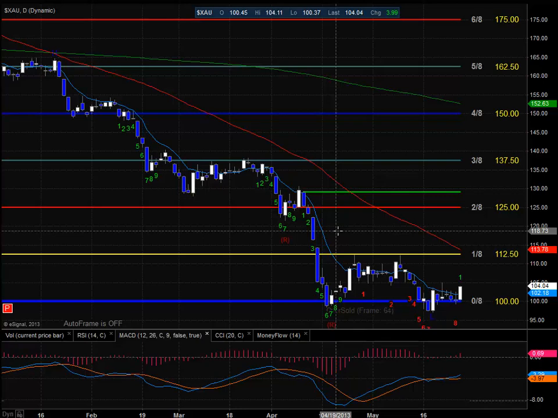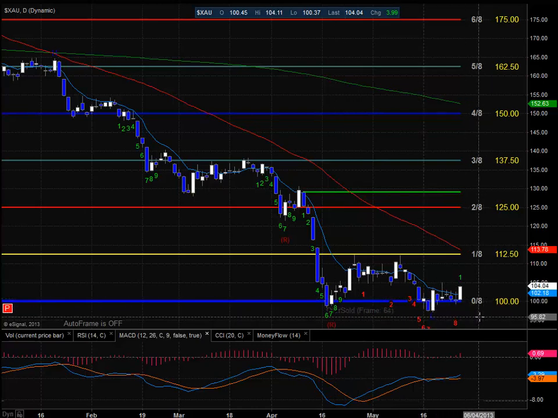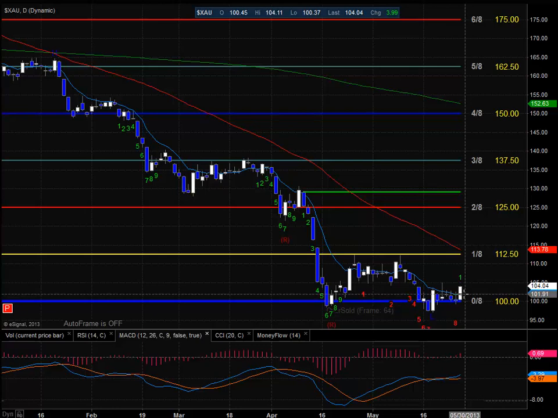Here's a look at some of the key ones. Here's the XAU. Had this rough double bottom in place right at the 0 ace line at the 100 level. Had a very strong day today. Broke out fairly nicely, closed near the high of the day. You can see that we did close above the 10 EMA. Let's see if we can build on this and perhaps get back up to this 1 ace level at 112.50.